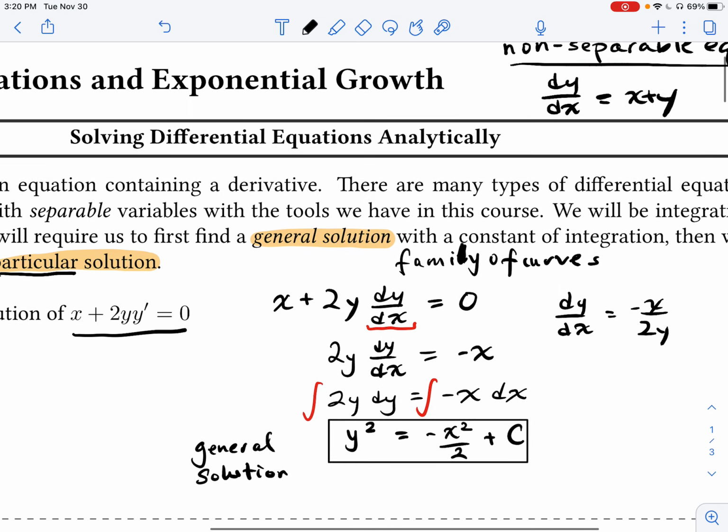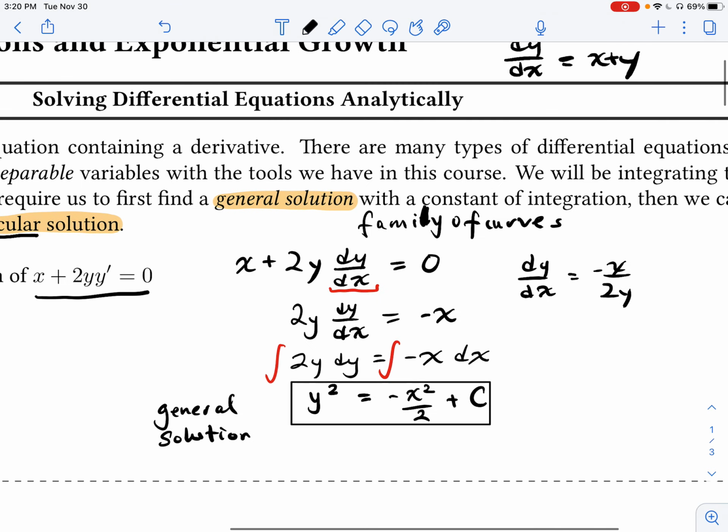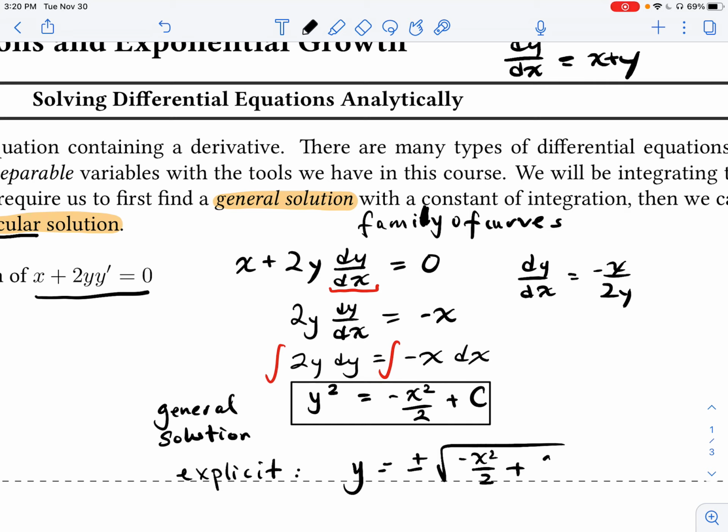Now, when we're doing something like that, it might be a good idea for us to be able to rewrite this general equation explicitly. That is, y as a function of x. In which case, if I wanted to write this as an explicit solution, I would say y is equal to the square root, or plus or minus the square root, of negative x squared over 2 plus c. Okay, and we'll do an example of that in just a bit.